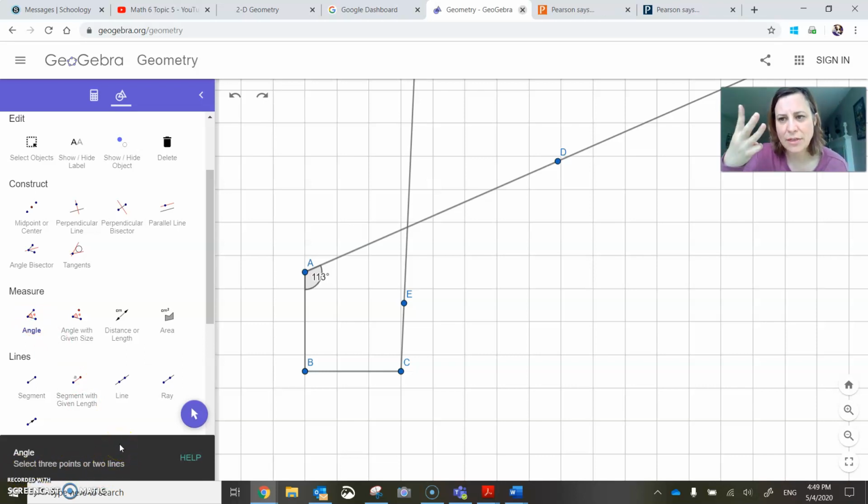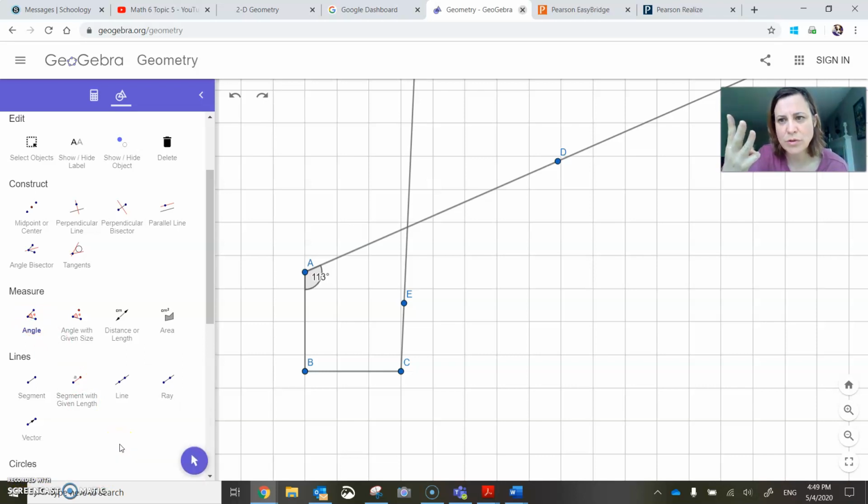And when you're selecting 3 points, the thing that's the most important is that the vertex, that's the corner where the angle actually exists, the vertex has to be the second letter. So I'm looking for angle C, so C has to be the middle letter. So I want to know how big this angle is, so I'm going to select B, C, E, and right now it's telling me that that angle is 92 degrees. I want it to be 113.